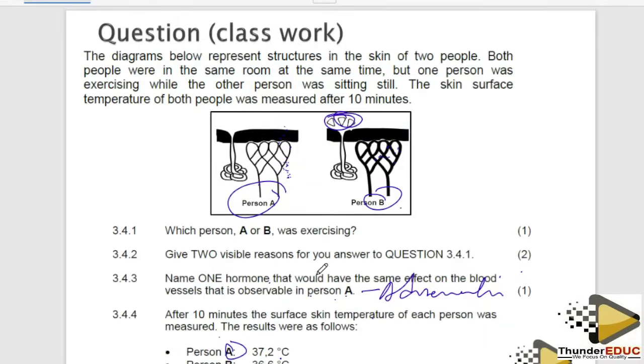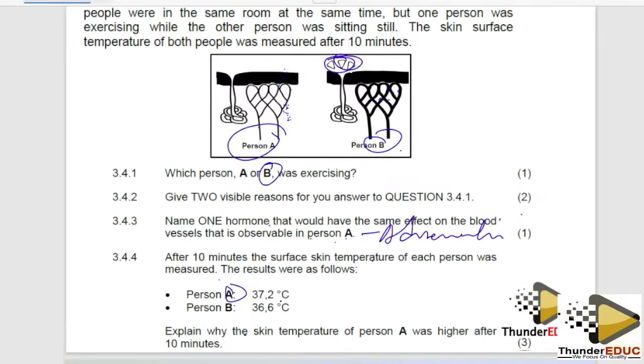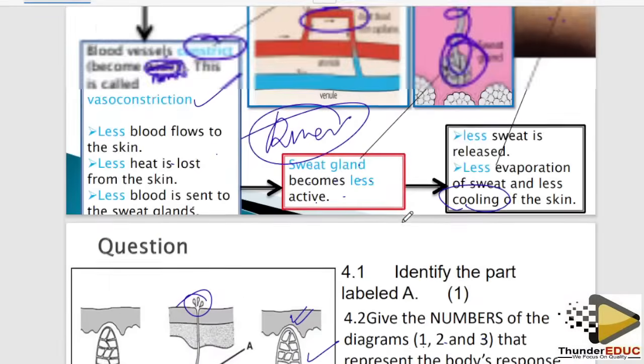And we said it somewhere here, that person B was the one who was exercising, meaning that person A's temperature was higher. Person A's temperature was higher, but this person was not exercising, while person B's skin temperature was lower, and this person was exercising. But this only happens after 10 minutes. What caused this? It's because of this.